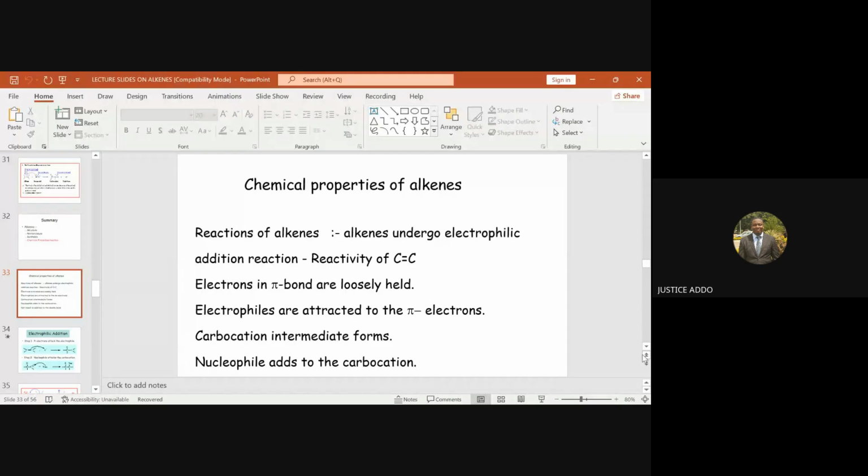Please, we are breaking briefly. Per my watch, it is 8:43. We are coming back exactly at 9 a.m. and then continue with the chemical properties of alkenes. And if we are able to finish with that one early, we can start with the alkynes.